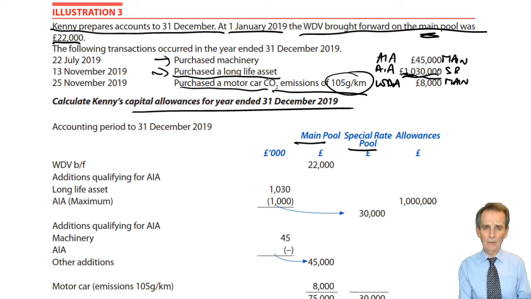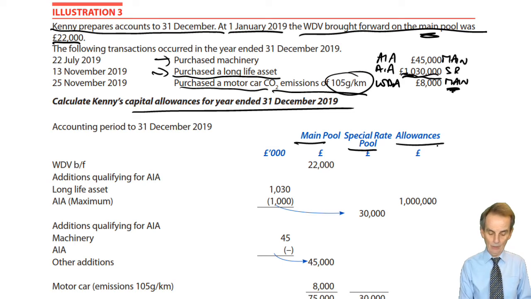There'd be no unrelieved expenditure to put into a special rate pool. You wouldn't need a special rate pool. By me making it 1,030,000, unlikely though that number is, that means you're going to need the special rate pool. So we've got a special rate pool set up. We've got main pool. This one is main pool, so we know where that goes.